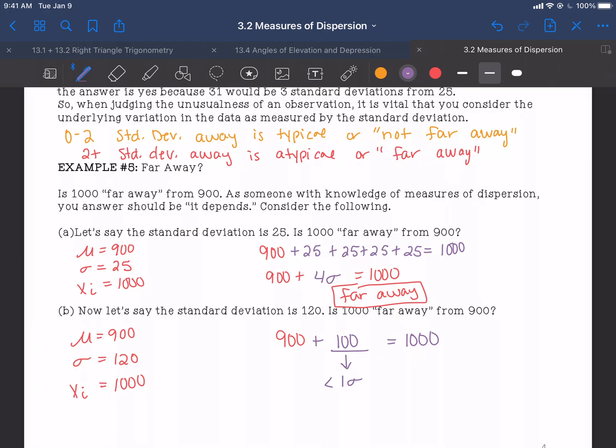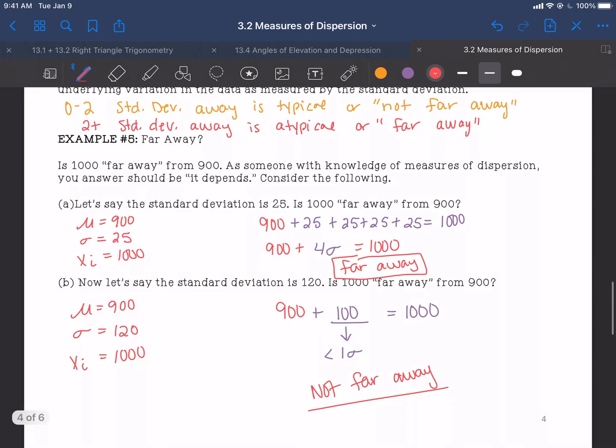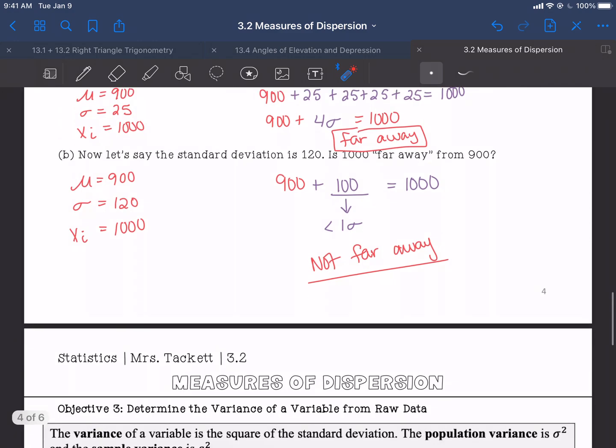So therefore, 1,000 would be considered not far away from 900 because it's less than 1 standard deviation away from the mean. So it's actually really close to the mean, whereas in the previous example, it was 4 standard deviations away from the mean. So it is far away from the mean.